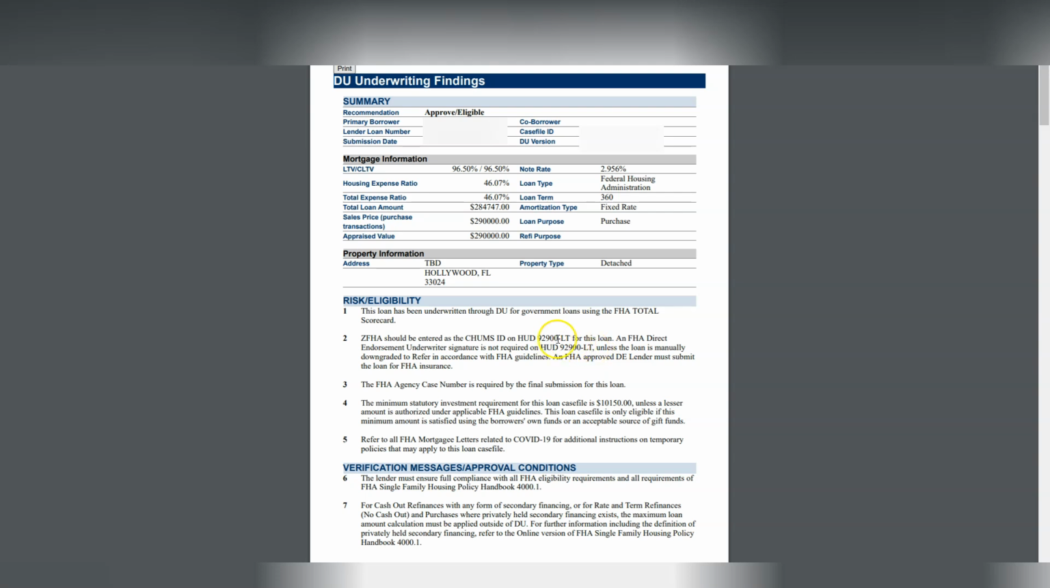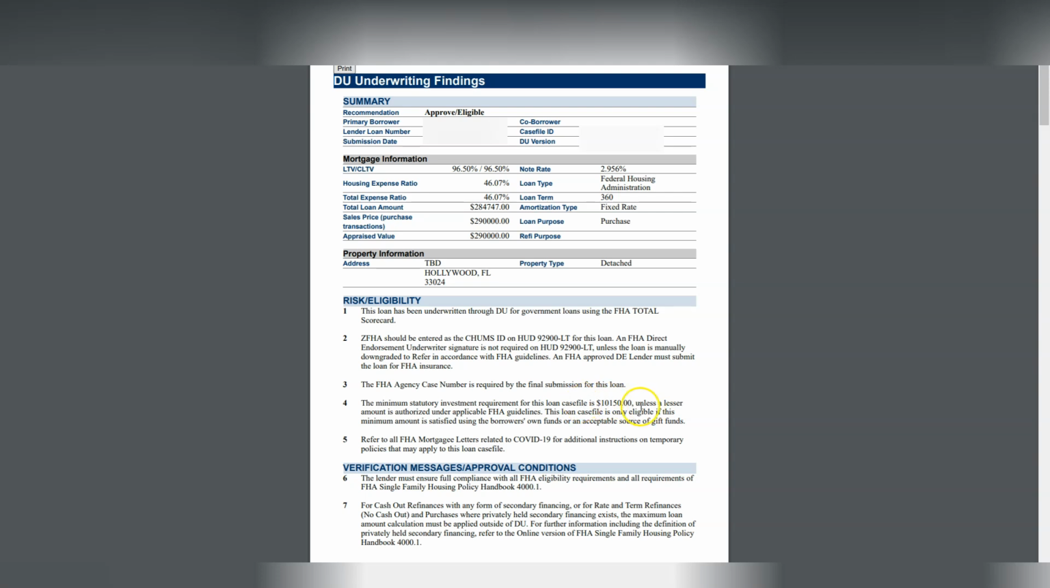So I don't want to overwhelm you with terms and acronyms that don't necessarily have significance in terms of getting the loan approved for you. Three, the FHA agency case number is required by the final submission of this loan, which is obvious. You have to have an FHA case number, and that's ordered through the case number department. Four, the minimum statutory investment required for this loan is $10,150.